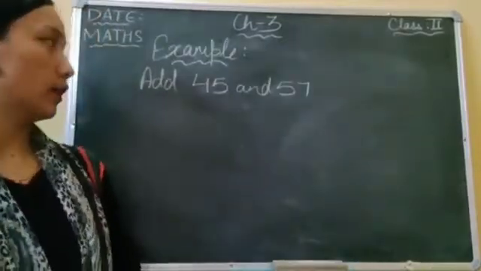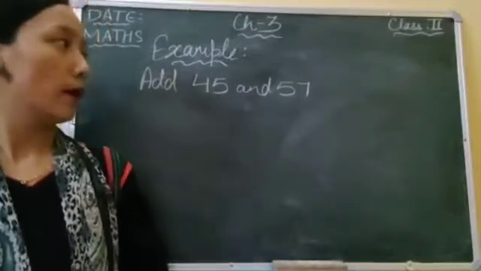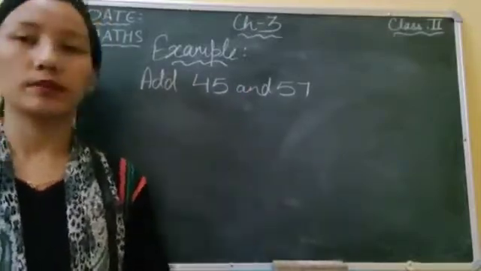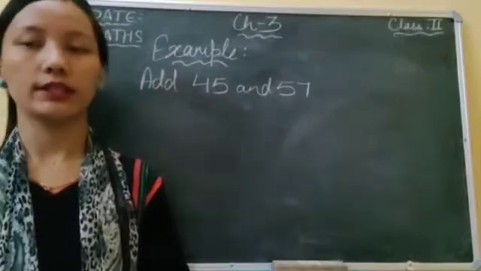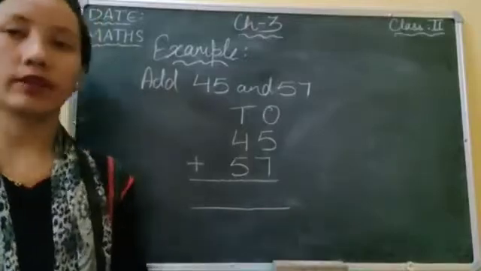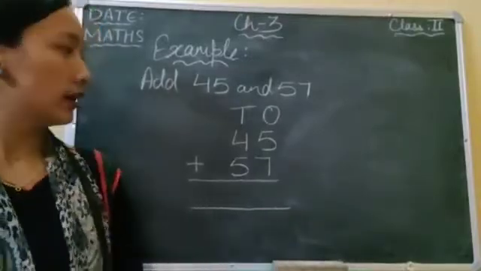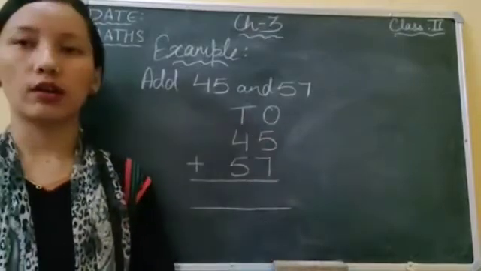Students, here you have to add 45 and 57. But first we will arrange the given numbers in the columns of ones and tens. Okay. So students, here I have arranged the given numbers in the columns. Right. Now let's add the ones column first.